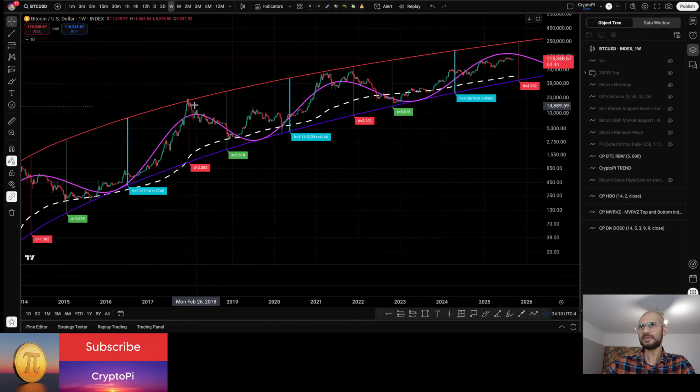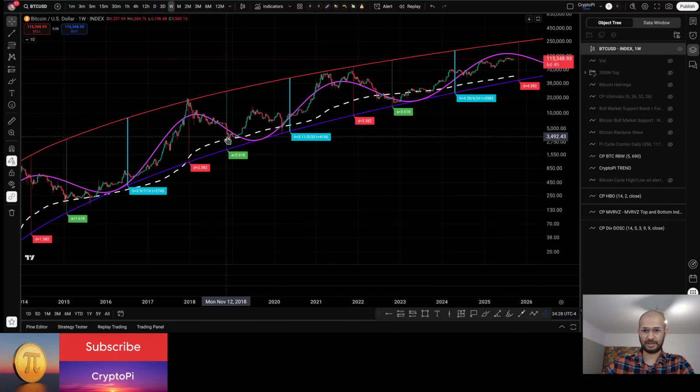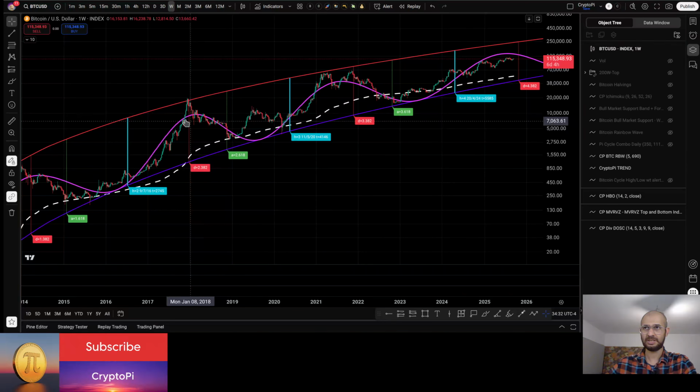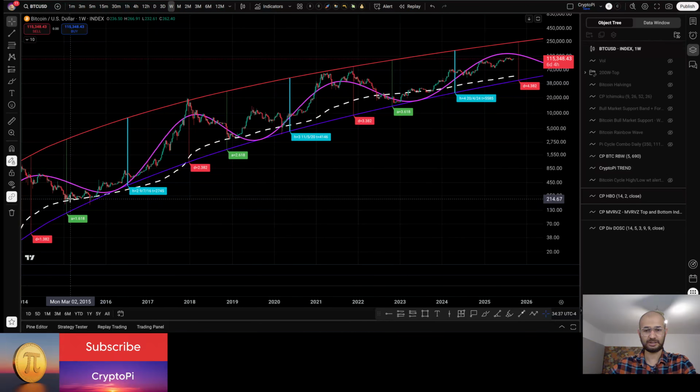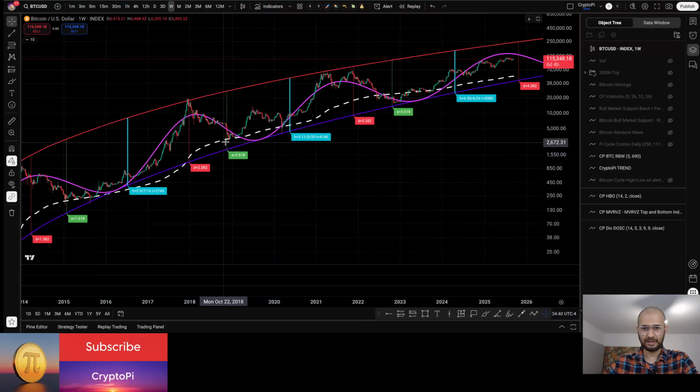And in 2018 the same thing happened: whenever the price crossed the red line, we saw that the distribution phase had begun, or in other words, the bear market had begun. Bitcoin had its cycle top, and it went on until November 2018, and that's when it bottomed. It touched the 200-week moving average. Here also it touched the 200-week moving average in 2015.